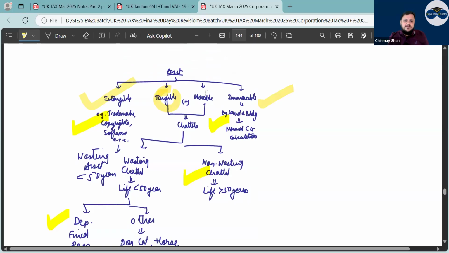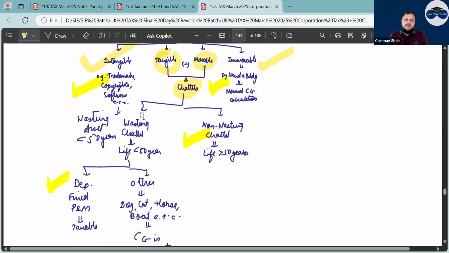But if there is a tangible and movable asset, it is called a chattel. Example, boat. Boat is tangible, movable. Plant and machinery, tangible, movable. But in that also, if I say horse, horse is also an asset only. Is it tangible and movable? Yes. Then in that you have two options: wasting chattel and non-wasting chattel.